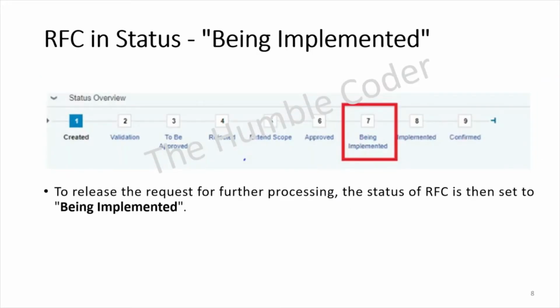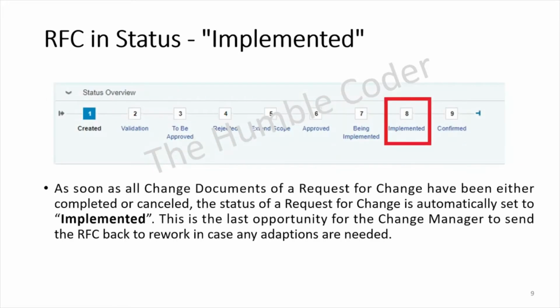Next we have request for change in the status being implemented. To release the request for further processing, the status of the request for change is then set to being implemented. Now at this point of time we need to start the development process. So for that, first of all, the request for change should be in being implemented status. This is the duty of the change manager, to change the status to being implemented.